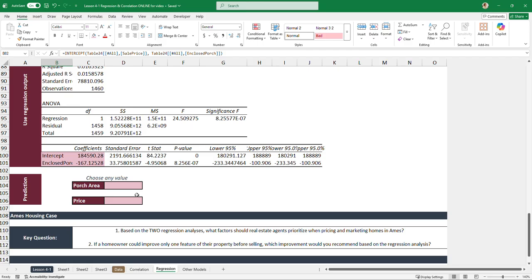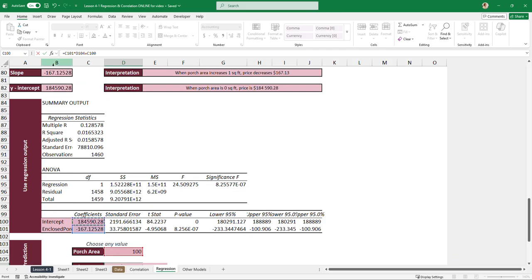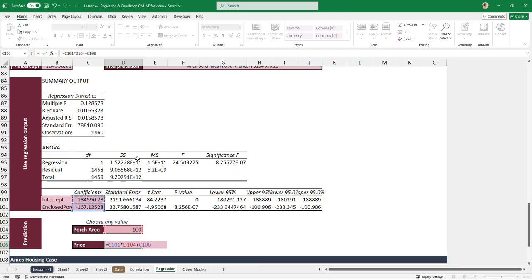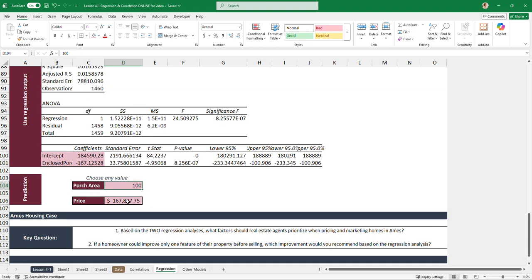Notice that the numbers are the same for the intercept and the slope that we got here. If you want to use them for prediction, choose a porch area. Maybe I'll do like 100 square feet. And for predicting the price, you'll always do slope times the value you selected plus the intercept. You can again use the slope and intercept here or the slope and intercept here because they're the same numbers. Press enter and you get a predicted price for that porch area.